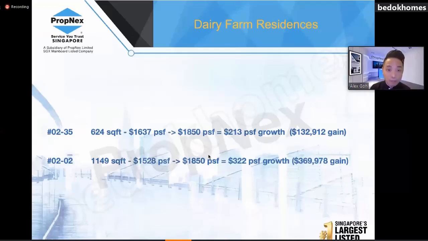So if both sell at 1,850 per square foot, what is going to happen? The small one is only going to make $132,000 gain. The big one is looking at 360 over 1,000. Of course, this is just an estimate that I'm putting in. I never say that we will hit 1,850 per square foot eventually. What I'm trying to say is that in the resale market, the small and the big one usually touch the same price. So if we touch the same price, the big one will definitely make a lot more for mixed development.